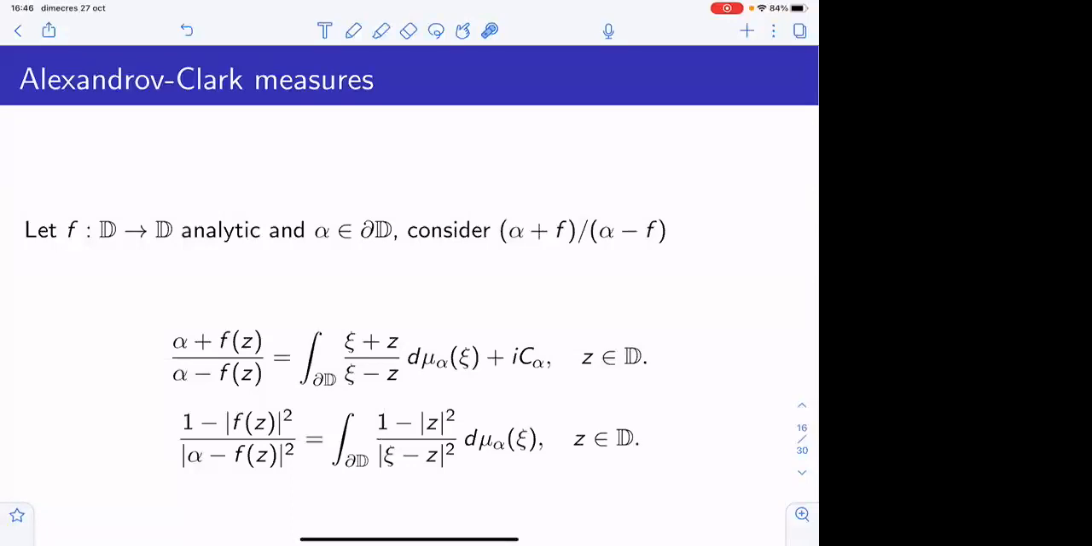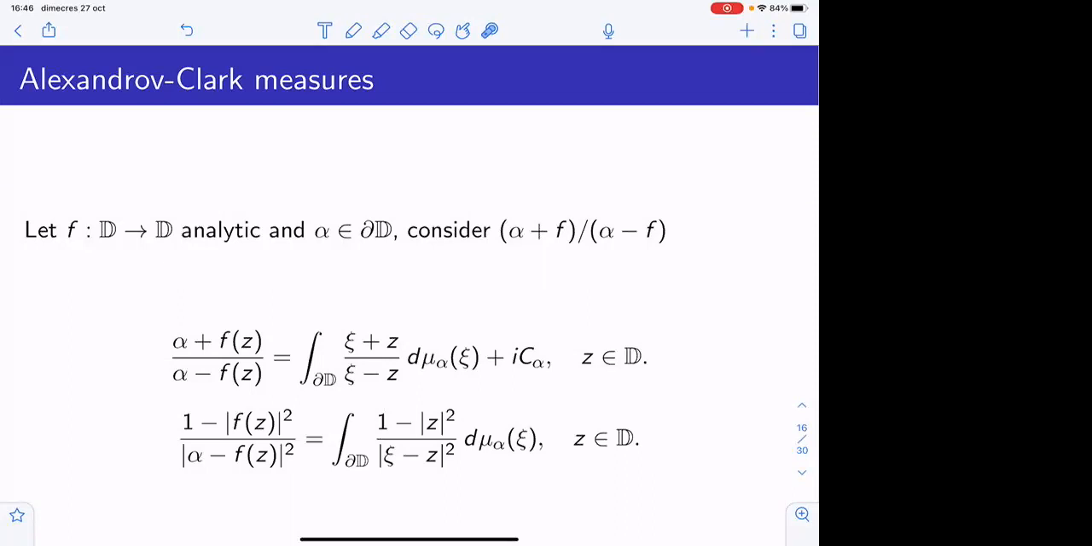And they are collected in a couple of nice surveys: one survey by Poltoratski and Sarason, another nice survey by Eero Saksman, and most of their properties are also collected in several textbooks. For instance, in the nice book by Cima, Matheson, and Ross, and in many other places. So let me start by giving you the definition.